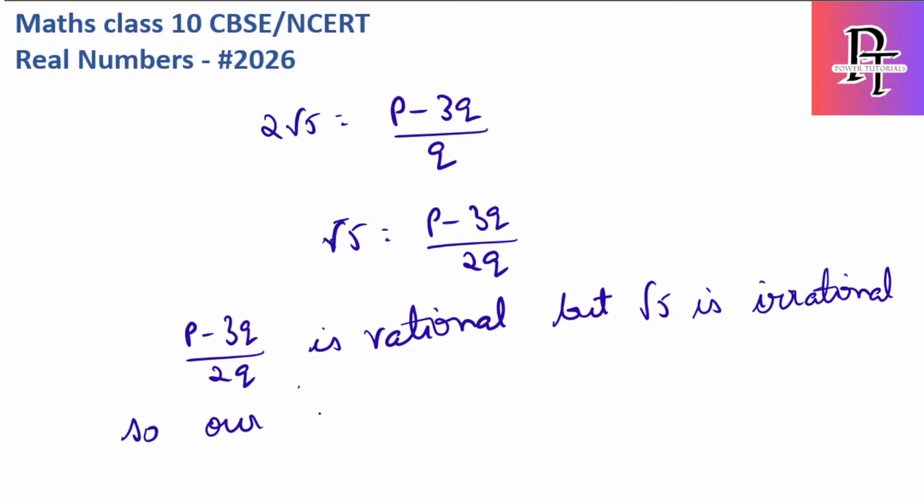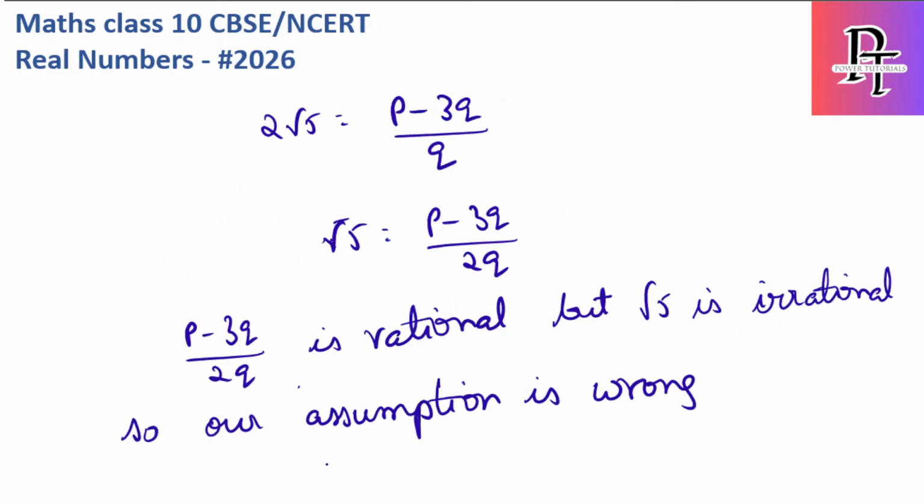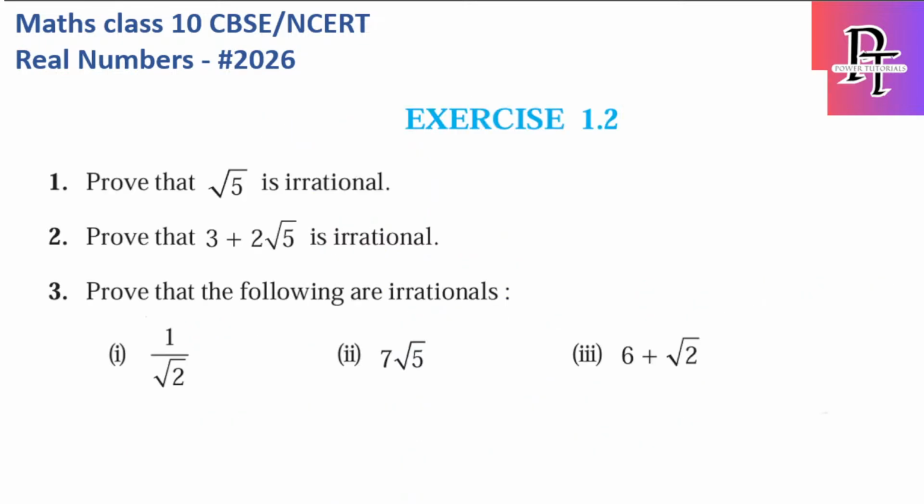Our assumption is wrong, which is, what is the question? 3 plus 2 root 5 is irrational. Okay. So let's see the next one. 1 by root 2, 7 root 5. Okay, let's go one by one.